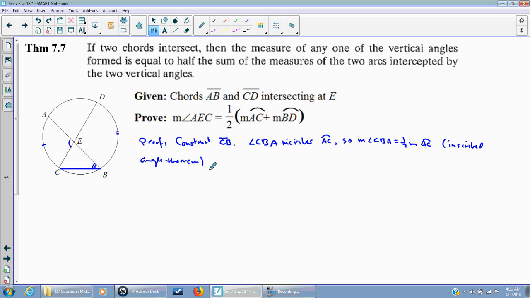Okay. Now, let's look at a different angle. Angle BCD. That's this angle here. Okay. It inscribes arc DB. So by the same reason, inscribed angle theorem, the measure of angle BCD is equal to 1/2 the measure of arc DB.